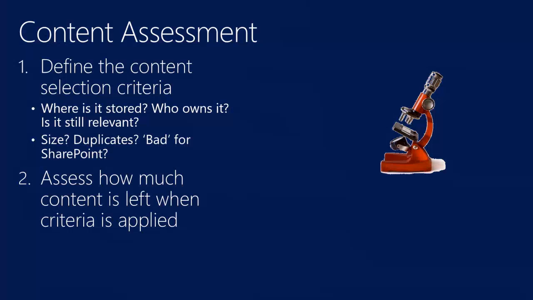So taking that content, how do we figure out what we're going to move? First, we need to figure out what content we have that we think is appropriate for SharePoint. Governance is essential. Understand the business mission of SharePoint in your organization.